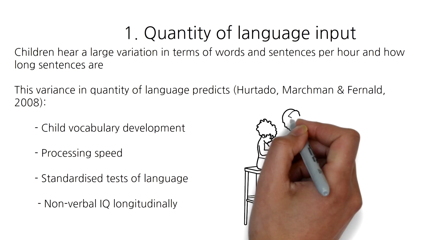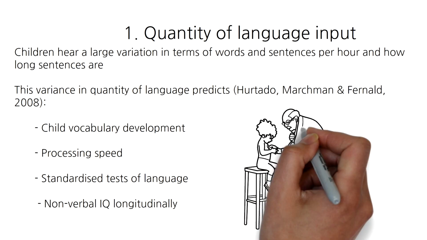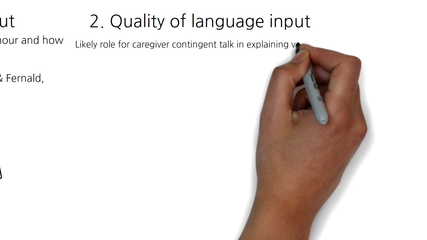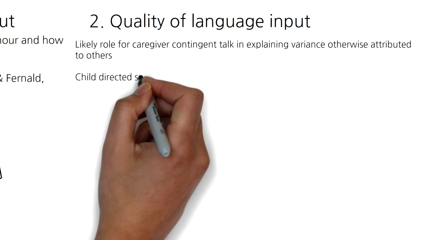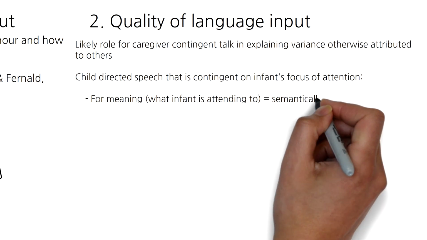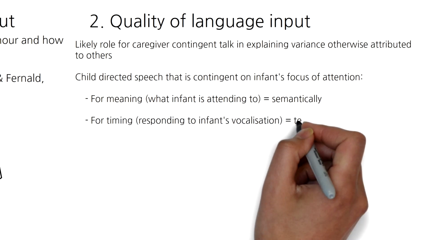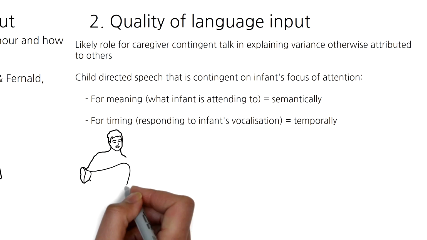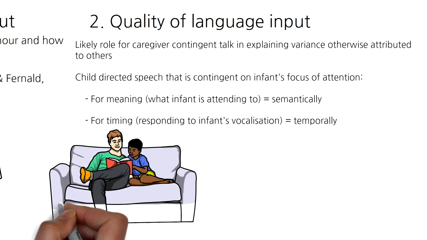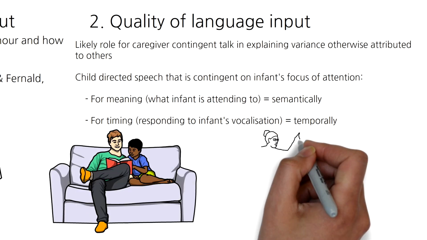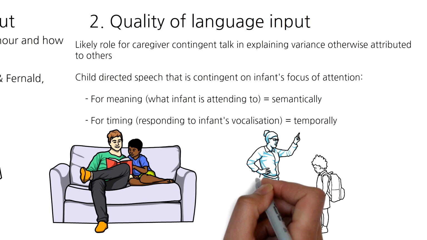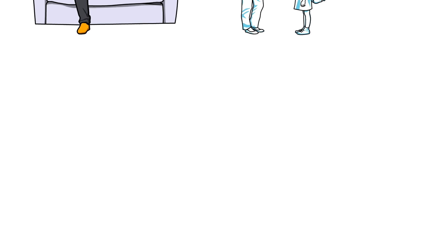This is also true for teachers and children in their classes, so it isn't just extrapolated to family and friends. In terms of quality of language input, there is a likely role for the caregiver contingent talk in explaining variance, which is otherwise attributed to others. Child-directed speech that is contingent on the infant's focus of attention in terms of meaning about what the infant is attending to and in terms of timing in response to infant vocalization. Let's now look at contingent talk. So child-directed speech that is contingent on the infant's focus of attention can be semantically, so this is about what the infant is attending to, or temporally in response to infant vocalization.